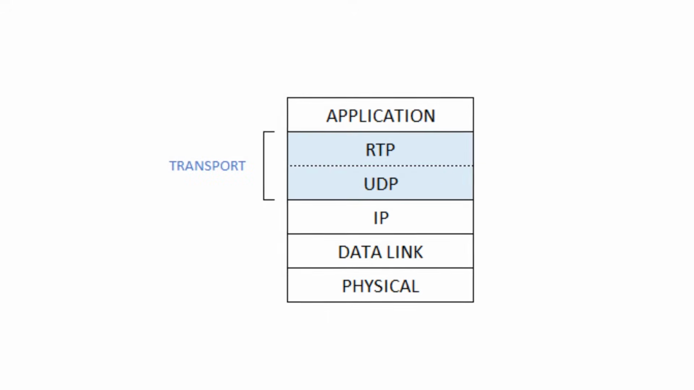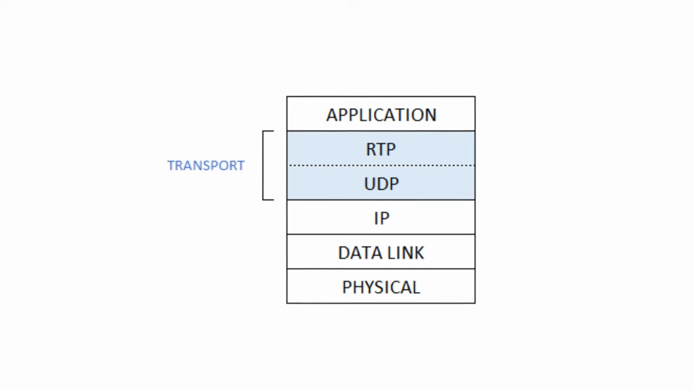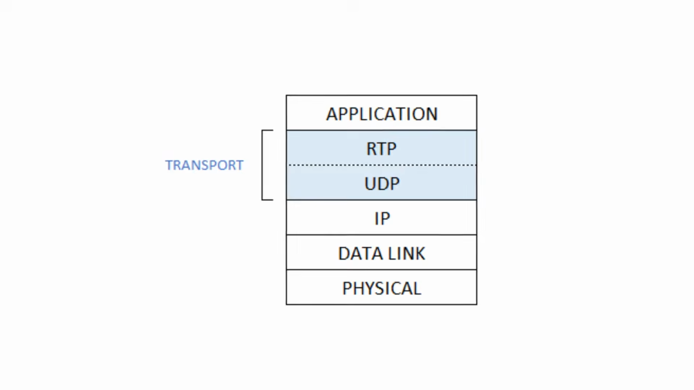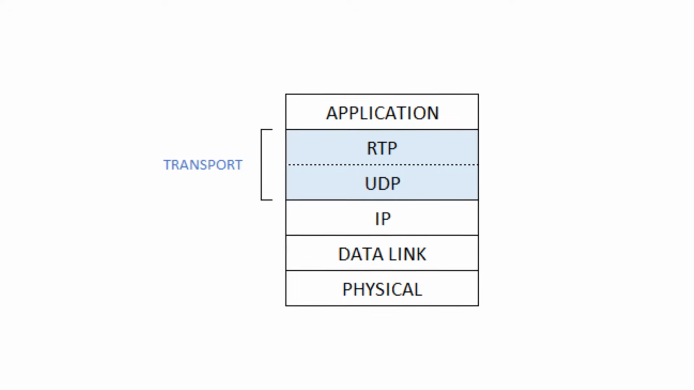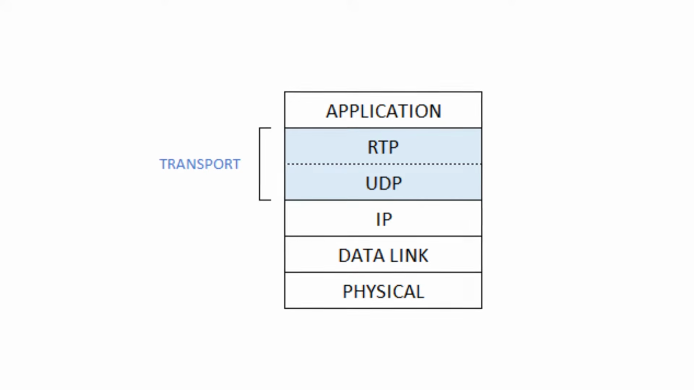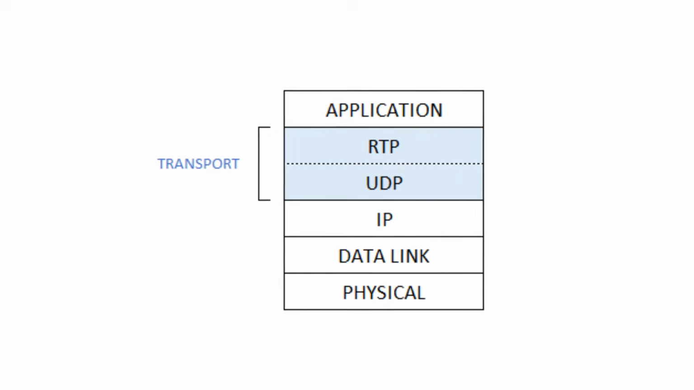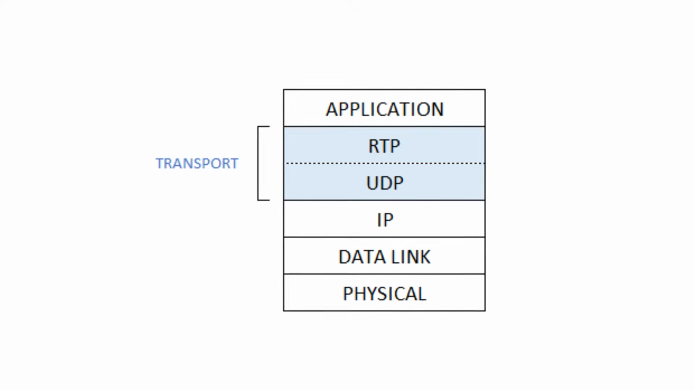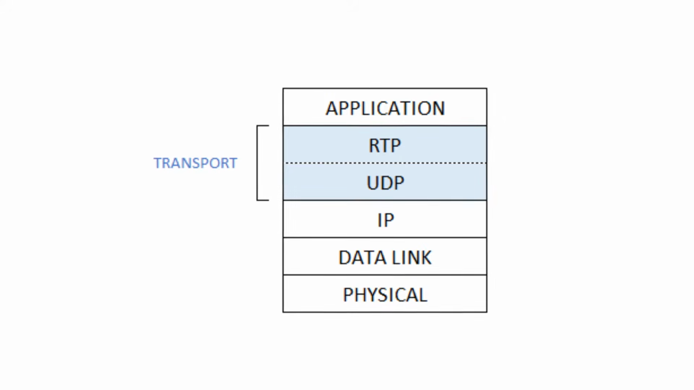Real-time transport protocol runs on top of UDP. Specifically, audio or video chunks of data, generated by the sending side of a multimedia application, are encapsulated in RTP packets, and each RTP packet is in turn encapsulated in a UDP segment.